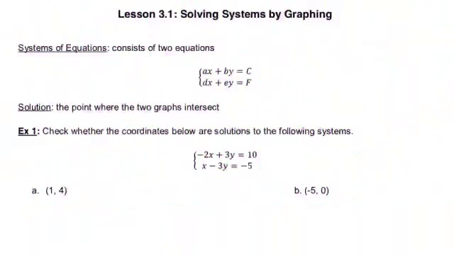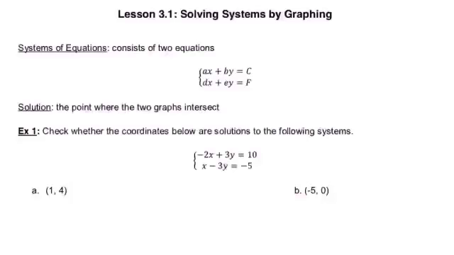Those are the notes for lesson 3.1, solving systems by graphing. We're also going to be doing part of lesson 3.2, which is solving by substitution. A system of equations consists of two equations. So for example, we have ax plus by equals c and dx plus ey equals f. So two or more equations make up a system of equations.